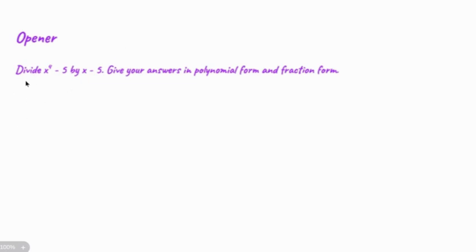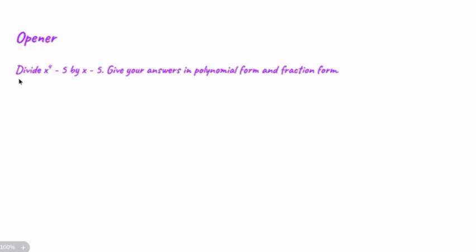Hello, class. In this work, we're going to talk about the remainder theorem. But first, let's give ourselves a little bit of practice refreshing on our division. It says divide x to the fourth minus 5 by x minus 5. Give your answers in polynomial form and fraction form. I'm going to let you decide. I did not specify which method you must use.